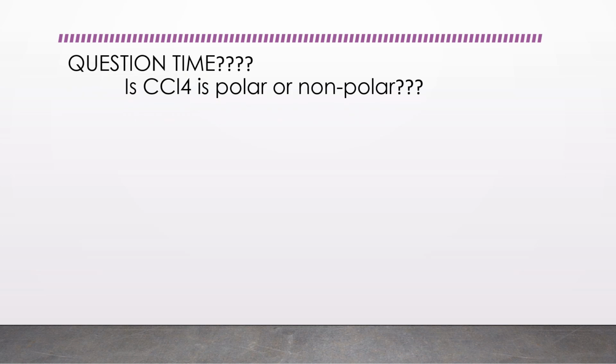It's question time. Is CCl4 polar or non-polar? This is the structure for CCl4: C with Cl, Cl, Cl, Cl. As we already know, carbon has 2, 6. It needs 4 electrons to become an octet. So it combines with chlorine, and as you see here, there's a charge separation.